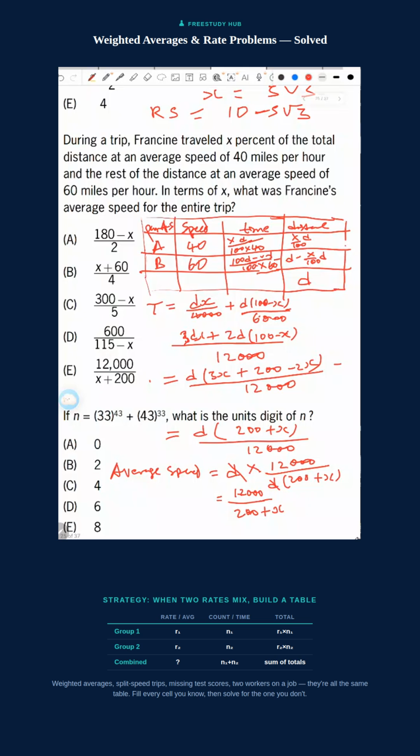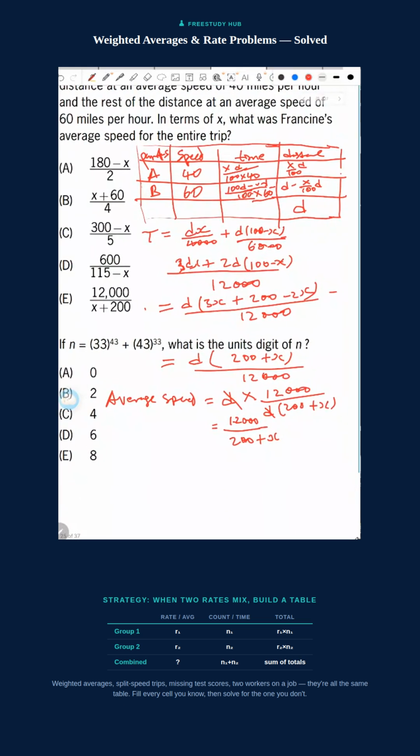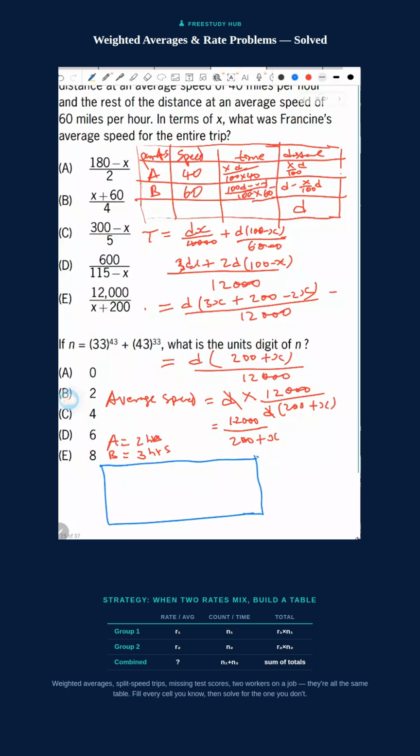Now let's look at the question of the day. You still remember that question of the day? It's like A can do a work in 2 hours, B can do a work in 3 hours. So together, how long will it take them to work together? Using this same table, adjusting it to fit the current question.